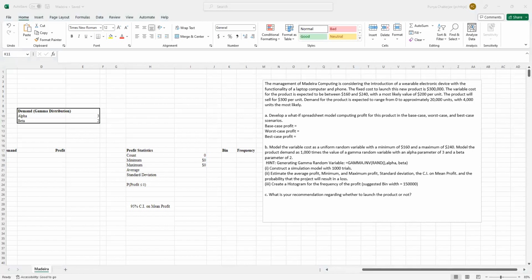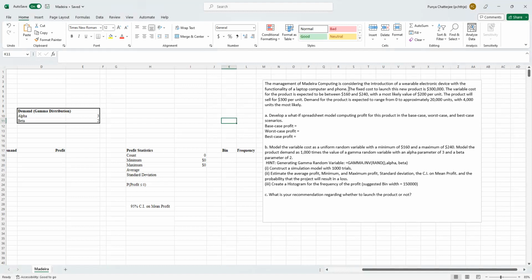All right, so in this video, I'm going to explain this problem faced by the management of Madeira Computing Company, who is considering the introduction of a wearable electronic device with the functionality of a laptop computer and phone. So, of course, in this model, there are a bunch of deterministic inputs and a bunch of random inputs.